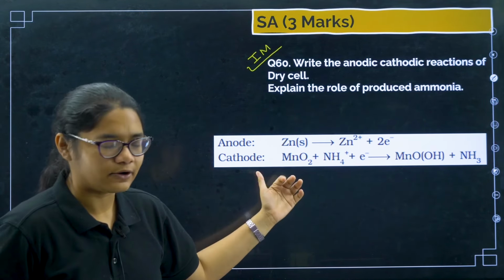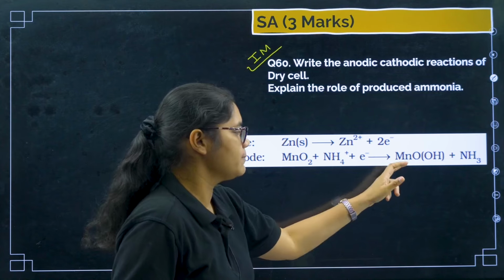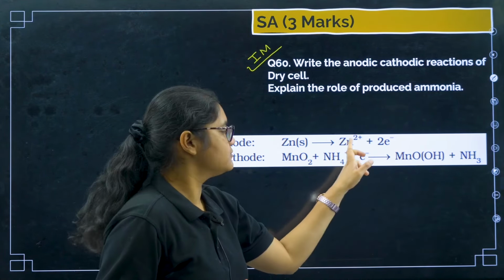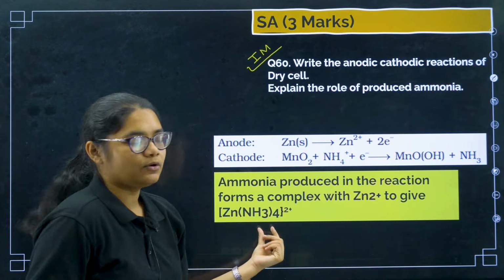Zinc is used as an anode. At the cathode, what happens? MnO2 undergoes reduction to form MnOOH plus NH3. Now the ammonia that is produced here forms a complex with Zn2+ to give you [Zn(NH3)4]2+.